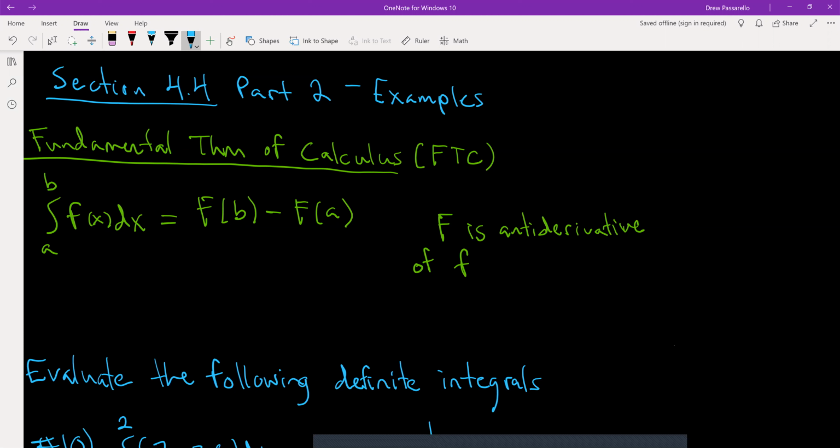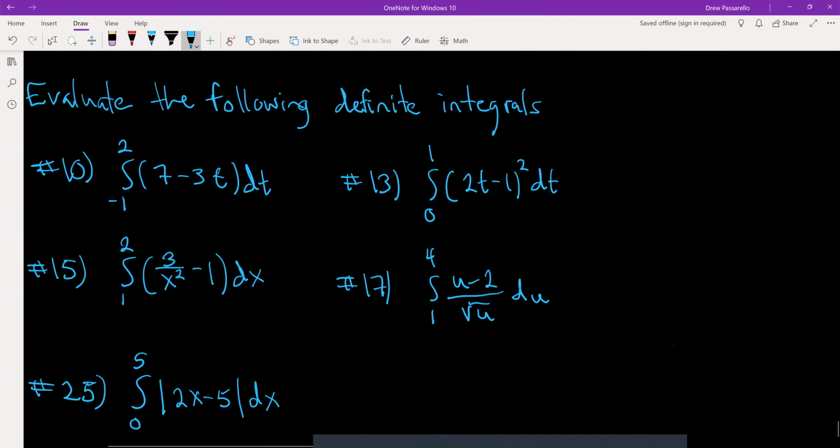So really all we do is we integrate using the rules, and then we apply this F of b minus F of a part, basically plugging in the bounds, the upper limit of integration into the antiderivative minus the lower limit of integration plugged into the antiderivative. So this video, I'll go through these 5 examples. So I guess I'll go ahead and just get right into it.